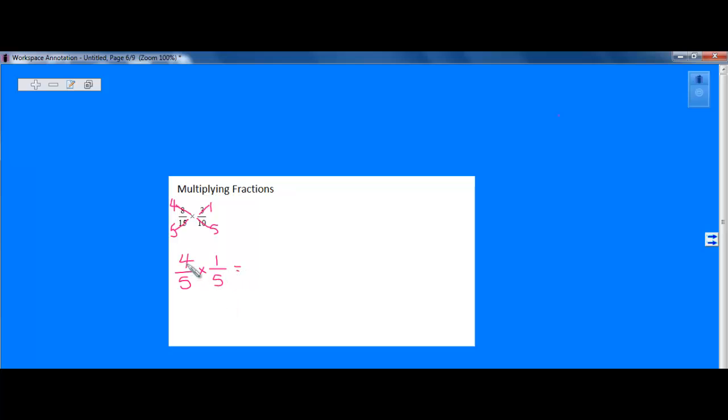Now I multiply straight across. 4 times 1 is 4. 5 times 5 is 25. I'm going to check. Since I've already simplified, my answer should be in simplest form, but it's always good to check to make sure. And 4/25 is in simplest form, so I'm all finished.